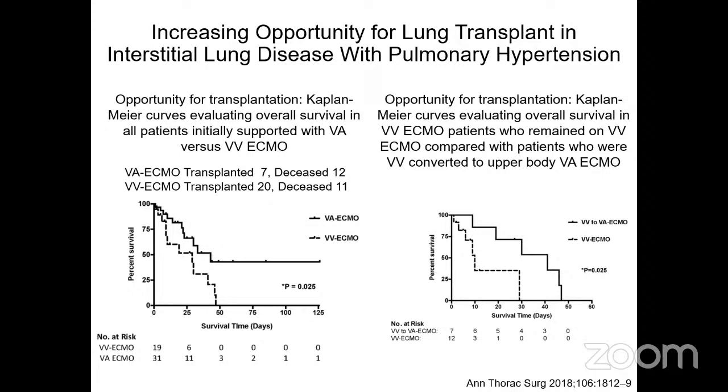This slide shows the result of using ECMO in Group 3 PH patients awaiting lung transplantation. The left panel shows that VA ECMO had a better prognosis than VV ECMO, and more patients reached transplantation. In addition, the right panel shows that conversion of VV ECMO to VA ECMO improved prognosis. However, even if VA ECMO is used, the 50-day survival rate is less than 50%, and it is considered difficult to become a realistic solution in countries with long waiting periods for transplantation.